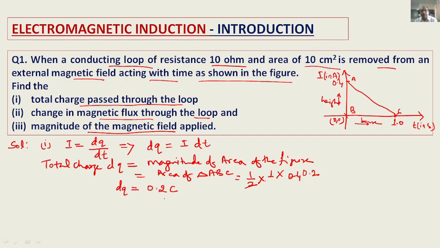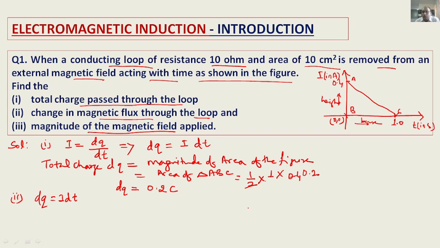Fine. Now coming to change in magnetic flux. Change in magnetic flux through the loop. So second. Now we know that dq is equal to I dt. Right?